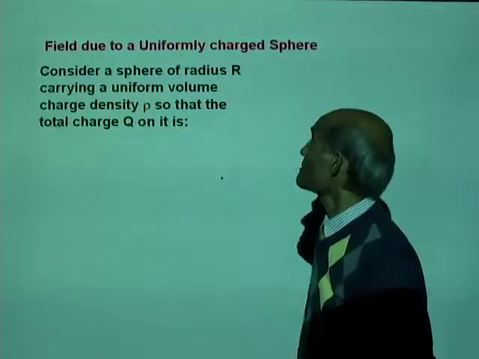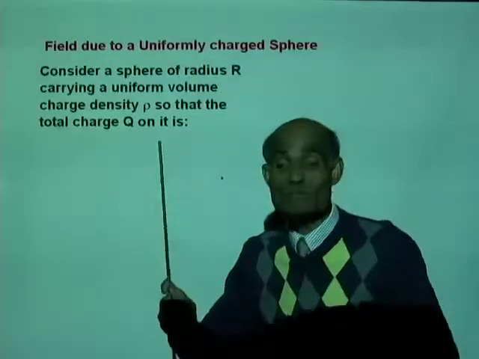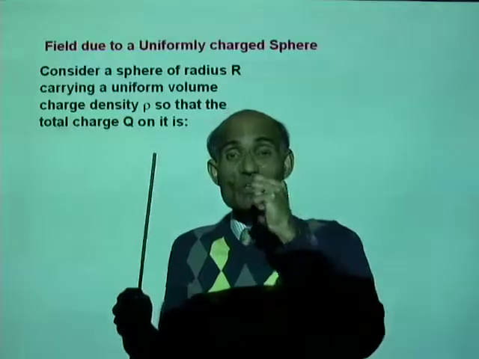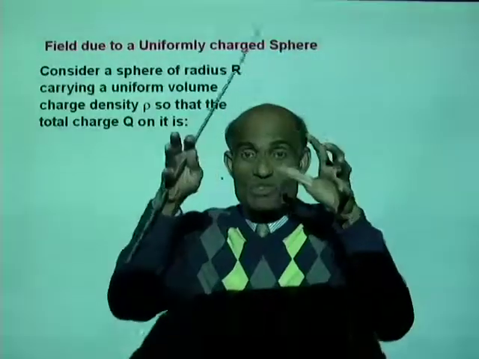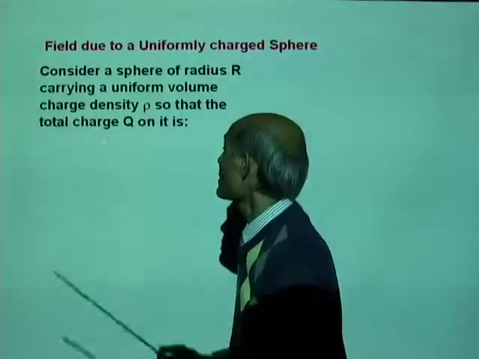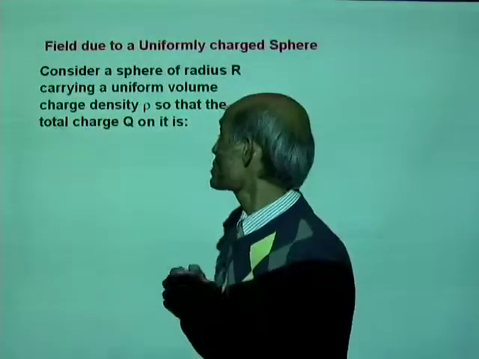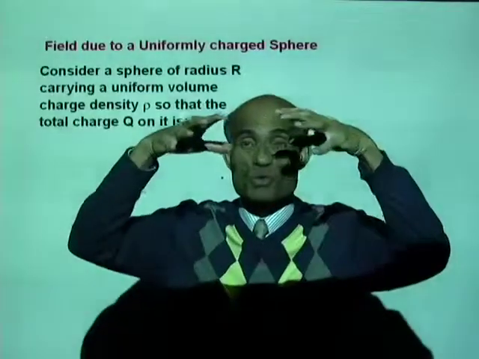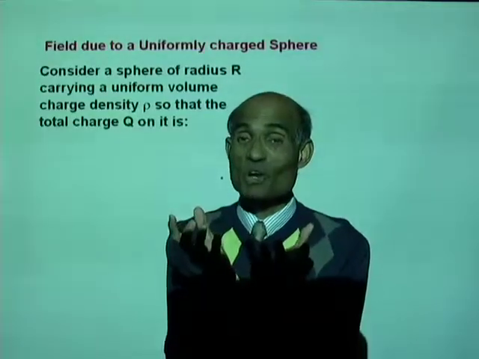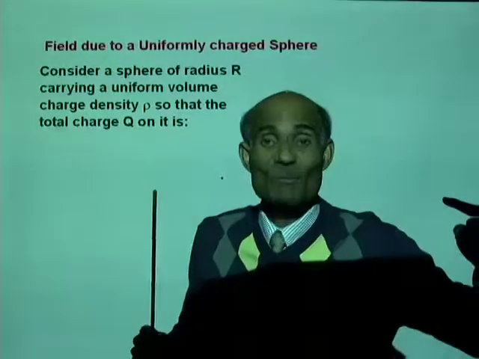Alright, consider a sphere of radius r carrying a uniform volume charge density. See, this time you need to consider charge per unit volume because we are considering the entire volume of the sphere. And so the volume charge density is rho. Well, if rho is the volume charge density, what is the total charge on the sphere? The total charge on the sphere will be rho multiplied by the volume of the sphere.